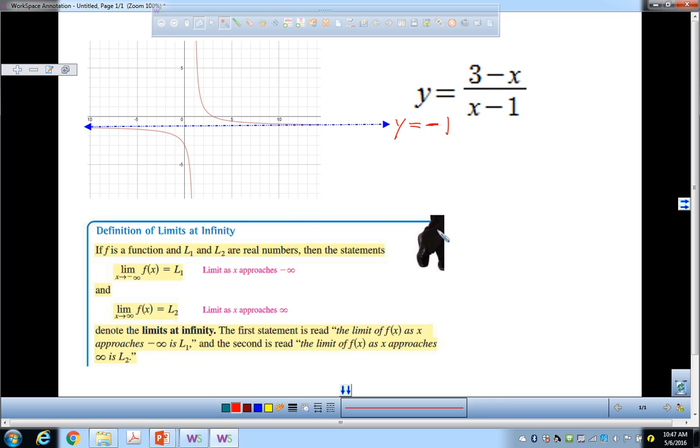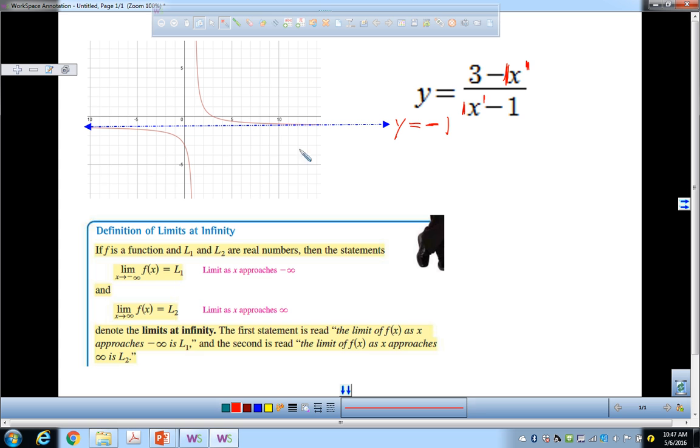So what he meant is, remember this rule, if the degree is the same on the top and the bottom, remember that? Then you have a horizontal asymptote that is the ratio of the coefficients of the highest degree term. So the coefficient of this is -1, and the coefficient of this is 1. So the ratio of the coefficients is -1. So you will have a horizontal asymptote at y equals -1.